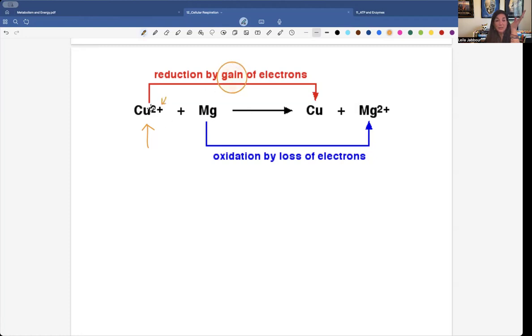And you can see that here it used to be a cation with 2+. That means it was missing 2 electrons. So to get reduced, it has to gain these 2 electrons. So when it gains the electrons, it doesn't have this 2+ sign because it has these 2 electrons now. And these 2 electrons, where did they come from? They came from the other substrate that lost 2 electrons and became oxidized in the process.